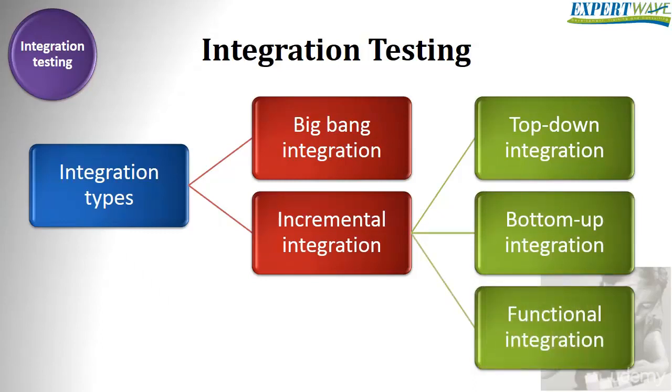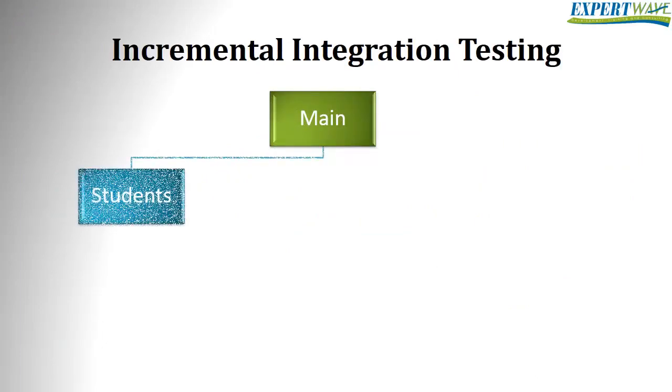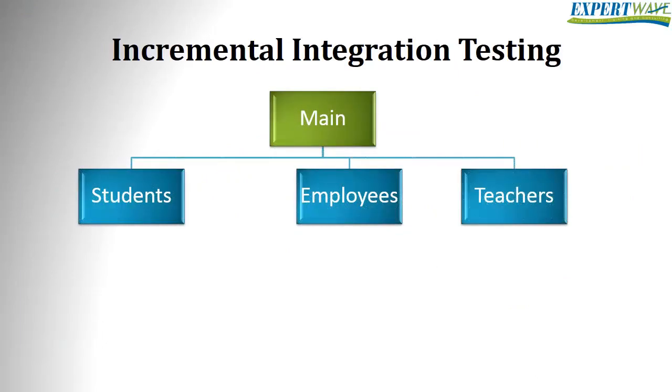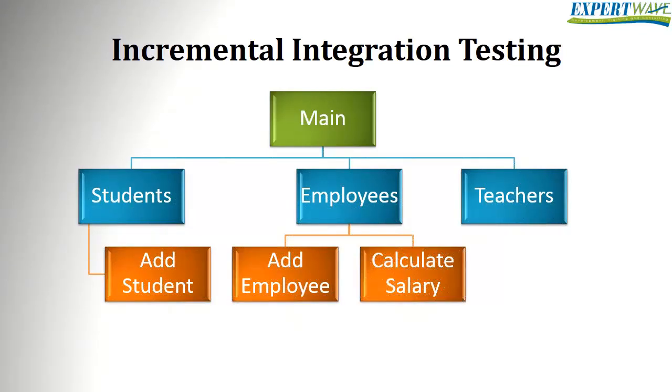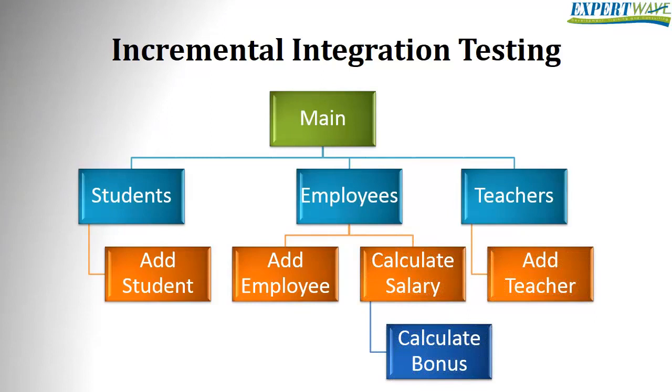To understand incremental integration, let's imagine we have a system where we have menus for students, employees, and teachers. Under student, there is add student functionality, and under employees there is add employee functionality and calculate salary, and under teacher there is add teacher functionality. Also, at a deeper level under calculate salary there is the calculate bonus functionality. So component main calls component employee, and component employee calls component calculate salary, and component calculate salary calls component calculate bonus, and so on. Let's look at the different incremental integration approaches one by one.